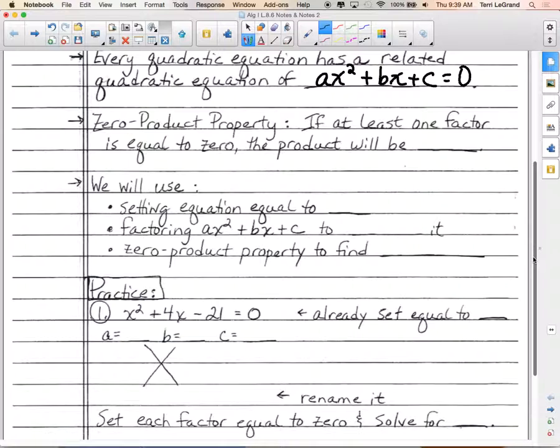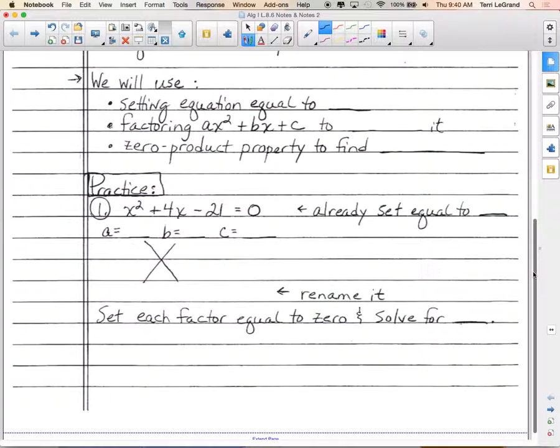So we're going to apply the zero product property, which says if at least one factor, so you're multiplying, a product, if at least one factor is equal to 0, what will the product be? 0. I don't care if there's a million factors in a multiplication problem. If only one of them is 0, the product will be 0. So that property will help us solve these, because we are going to use the factoring method. That's the first method we're going to learn, how to solve by factoring.